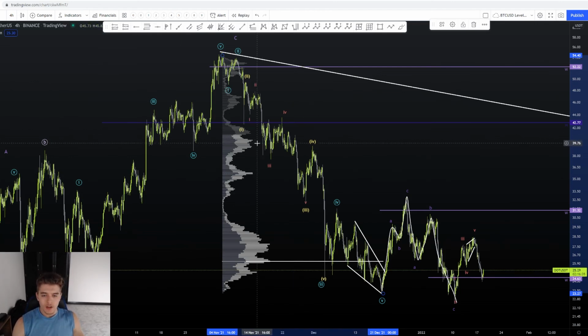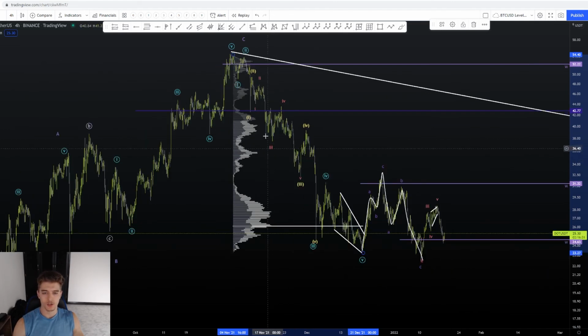Another one would be up here in this order block around $40. So those are two volume nodes you could be paying attention to before we make our way up here to this monthly level, if we happen to.